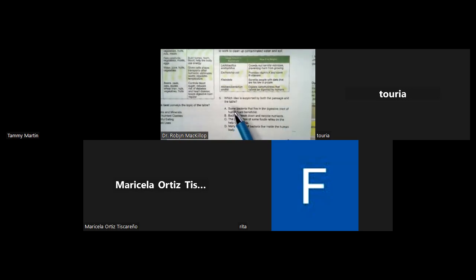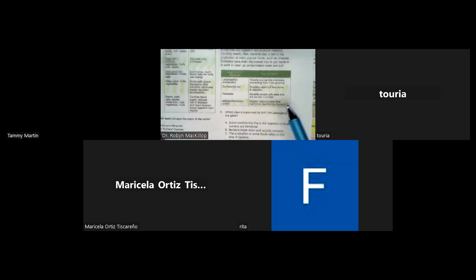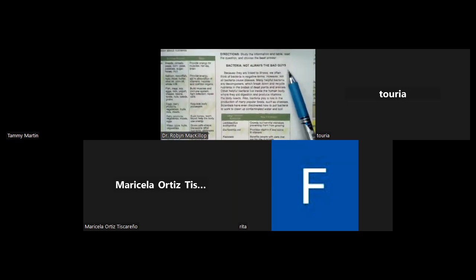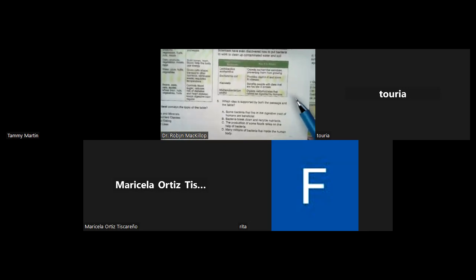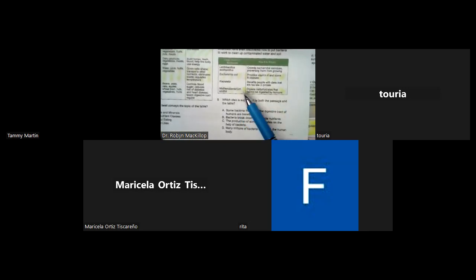All right, here we're looking at, again, we've got the big paragraph, we've got the little table. What idea is supported by both the passage and the table? So we're going to check the title. Bacteria, not always the bad guy. And then we're going to figure out, we'll look at the table first, different types of bacteria and what they do. And these are good things.